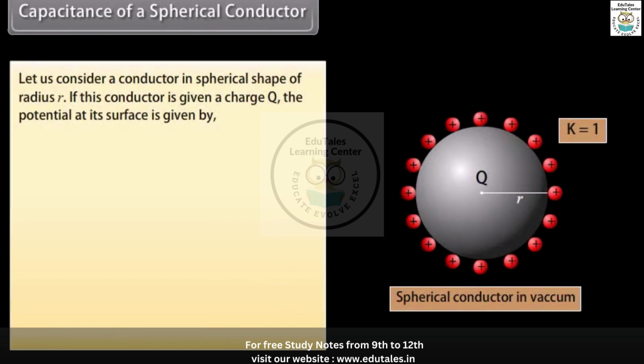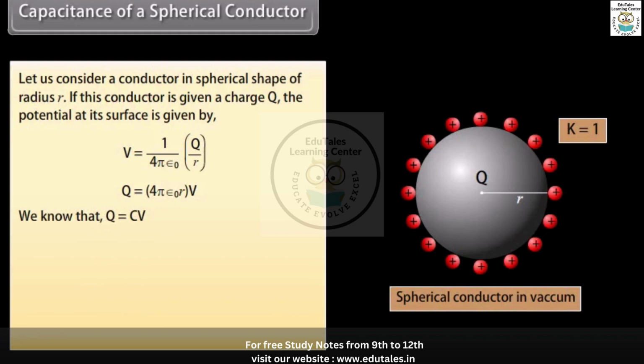Let us consider a conductor in spherical shape of radius r. If this conductor is given a charge Q, the potential at its surface is given by V is equal to 1 upon 4 pi epsilon naught multiplied by Q upon r. It can be written as Q is equal to the product of 4 pi epsilon naught r and V. We know that Q is equal to CV.